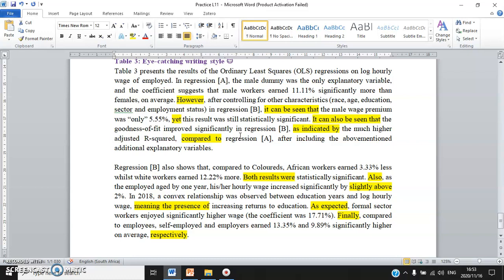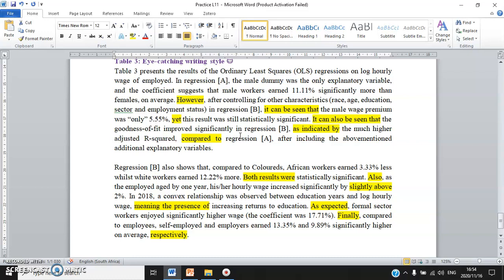Table 3 presents the results of the ordinary least square regressions on log hourly wage of employed. In the first regression, when I only have one explanatory variable, male dummy was the only explanatory variable, and the coefficient suggests that male workers earn 11.11%, significantly more than females on average.